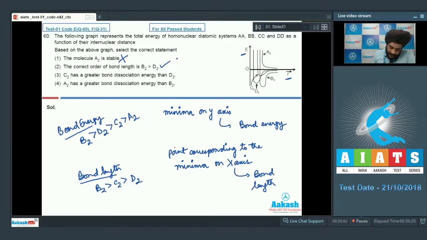C2 has a greater bond dissociation energy than D2. C2 does not have a greater bond dissociation energy than D2. It is D2 which is more stable and has a greater bond dissociation energy. A2 has a greater bond dissociation energy than B2. There is no bond formed in A2. So this statement is also incorrect. So students, the correct option for this question is option number 2.